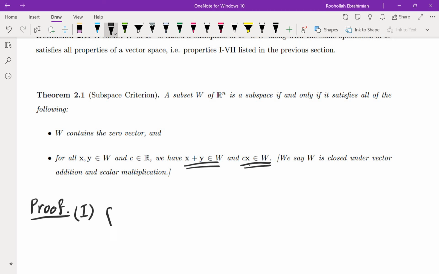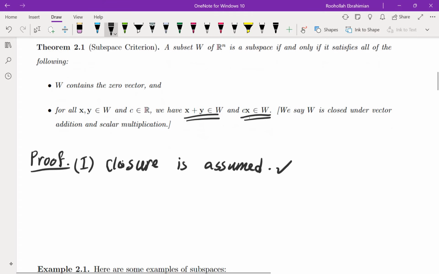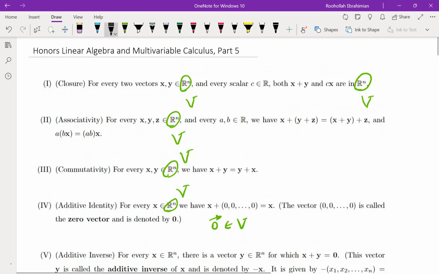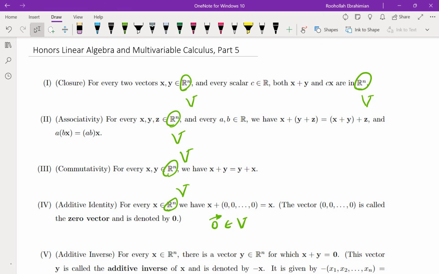So properties of subspace are, the first one is closure. So closure is part of the assumption. So this is assumed. So we are done. The second property that we need to check is, if we look at the list, the second one is associativity. Associativity follows from associativity of Rn, because if we take 3 vectors in V, then x plus y plus z is the same as x plus y plus z. That is just given because it's true in Rn.